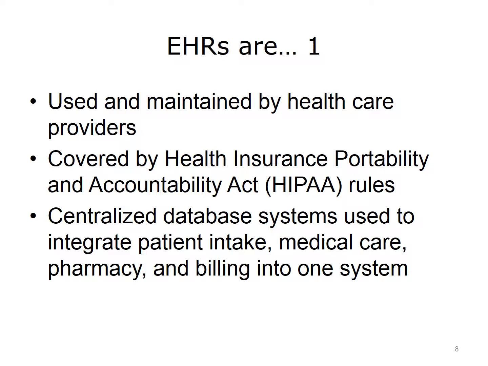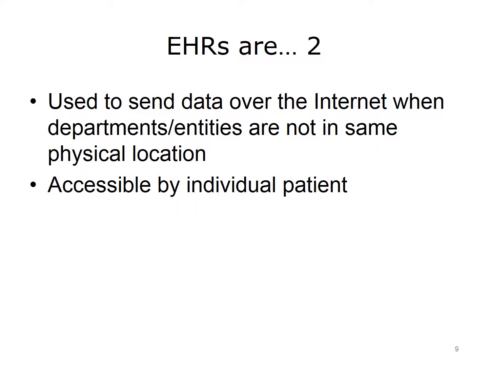EHRs use centralized database systems to integrate functions such as patient intake, medical care, and pharmacy billing into one large database system. Departments and other entities might not be in the same physical location, so patient data must often travel over the Internet. As we touched on earlier, anytime the Internet and data are combined, an element of risk is introduced. Why does data have to travel over the Internet at all? One reason, and there are many, is that when a doctor's office bills an insurance company, some of the patient's medical information must travel over the Internet.